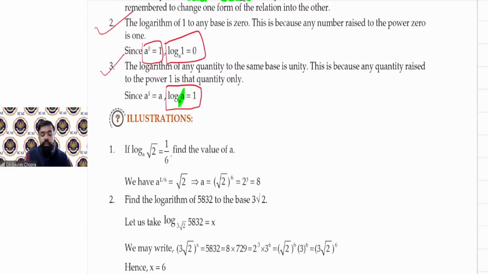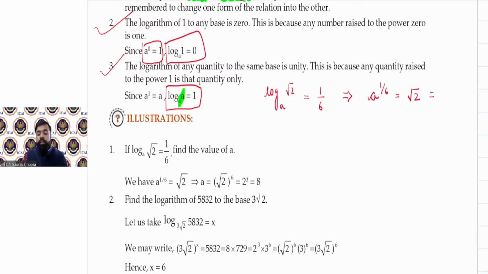Let's say it is log of root 2 base a is equal to 1 by 6. This is given. So now we have to convert this into exponential form and find the value of a. So where is a? In the base. So let's write a, then we will be putting the power. Power is 1 by 6 and it is equal to root of 2.